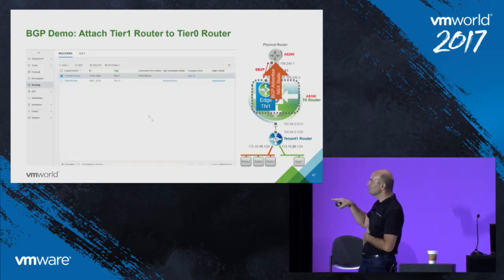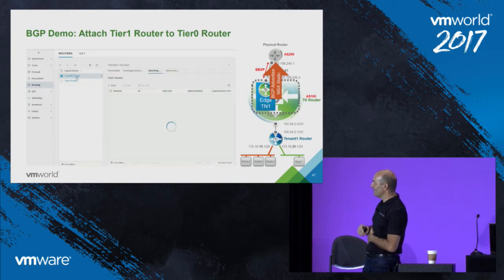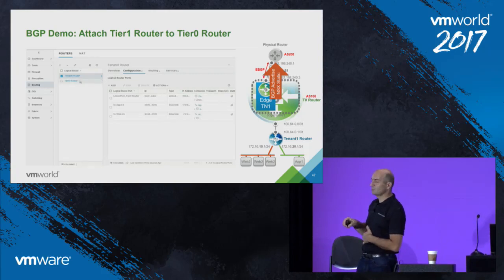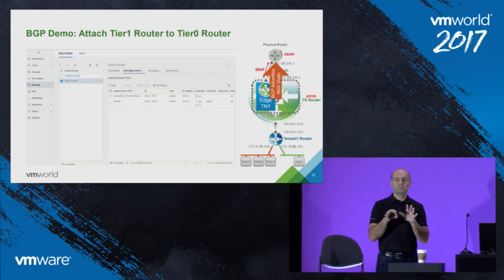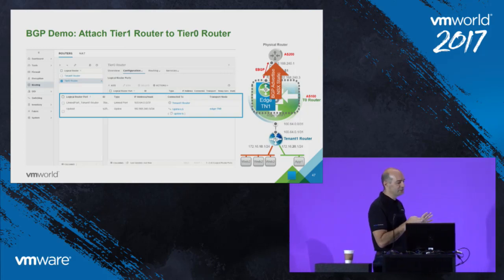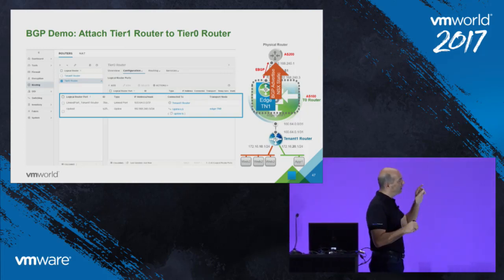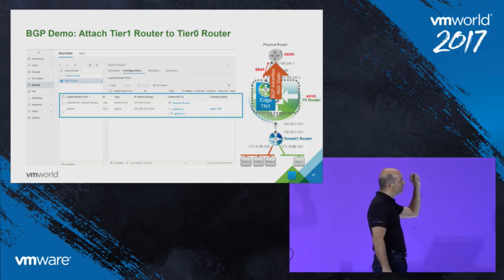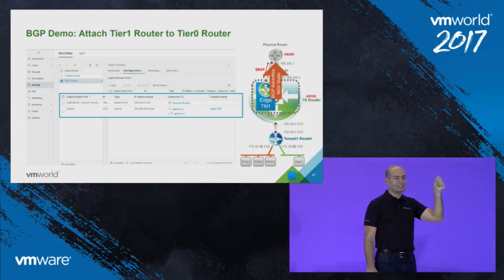Oh, sorry. First, I'm going to connect, I forgot this step. I'm going to connect my tier 1, that's a very important one. I'm going to connect my tier 1 router to my tier 0. Right now, before, the tier 1 was disconnected from tier 0, if you remember. Now, I just need to go to my tier 1 router and select attach to tier 0, and I'm selecting the tier 0 I want to attach to. There could be several tier 0.